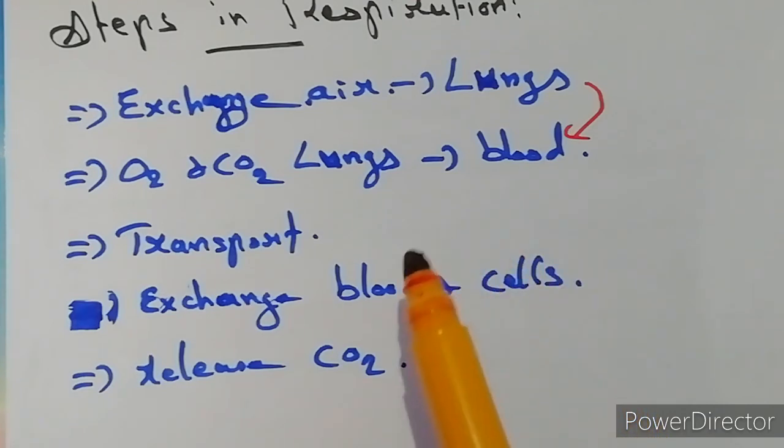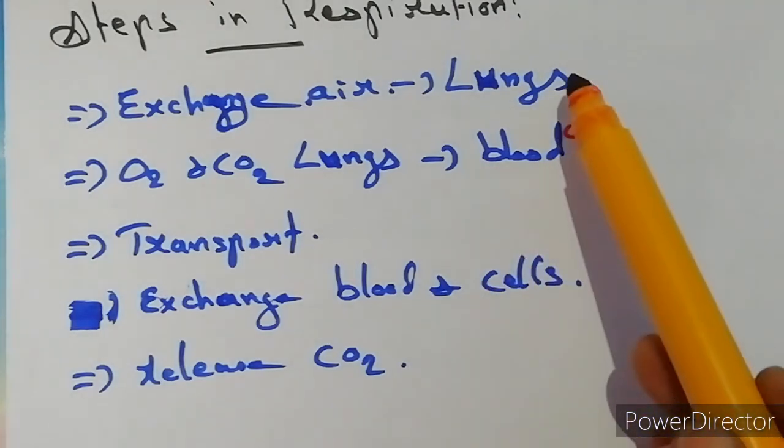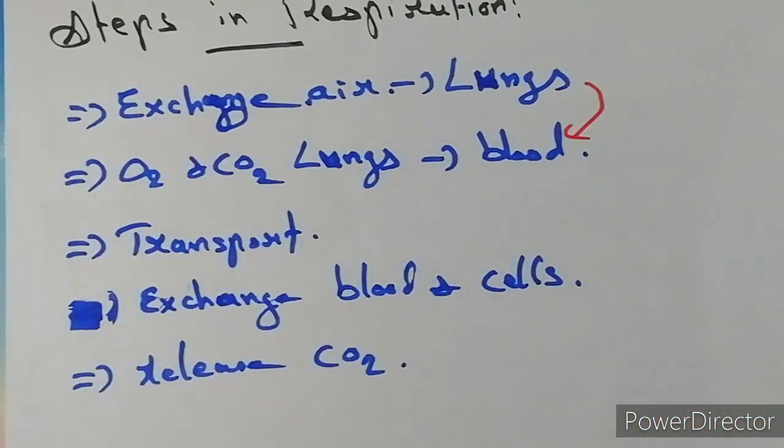So that carbon dioxide will be collected by the veins, right? Finally, it is released, and this released carbon dioxide will be collected by the veins. It goes step by step. Finally, this carbon dioxide will be taken to the respiratory system, and it will be released outside through the nostrils, right? So that's all about the anatomy as well as the steps involved in respiration.